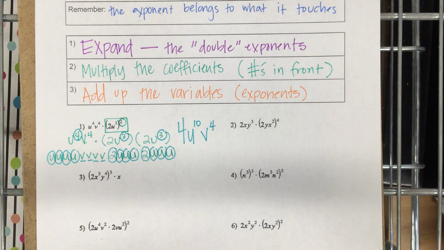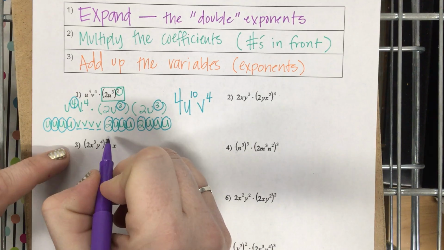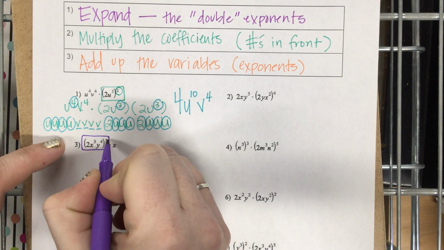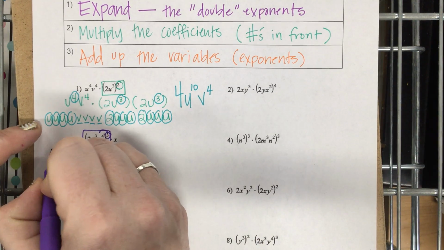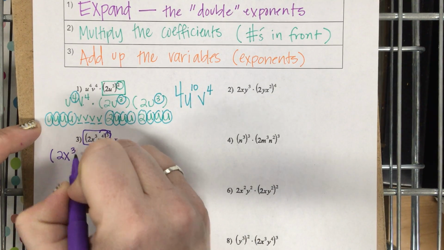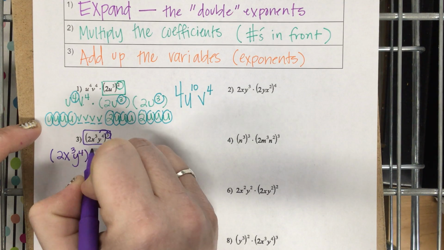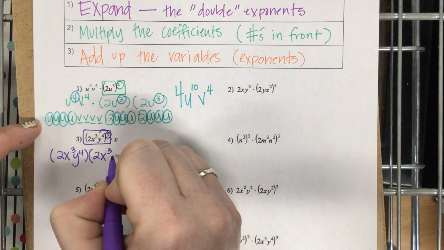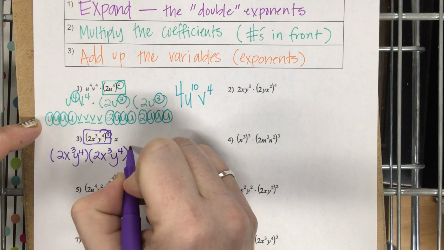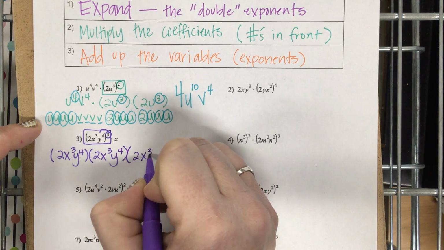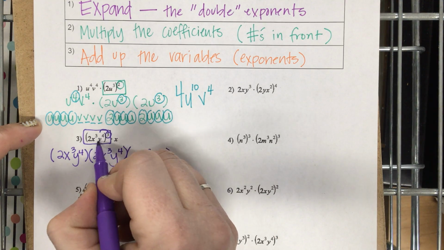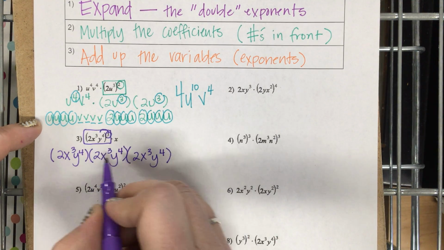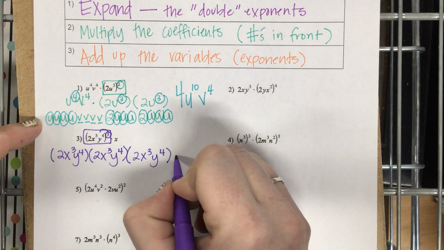So let's try the next one. Again, I've got this double exponent thing happening right here. That means that 3 touches the parentheses, so the parentheses happen 3 times. 2x to the 3rd, y to the 4th. 2x to the 3rd, y to the 4th. And 2x to the 3rd, y to the 4th. 2x to the 3rd, y to the 4th, to the 3rd, 1, 2, 3, times x.